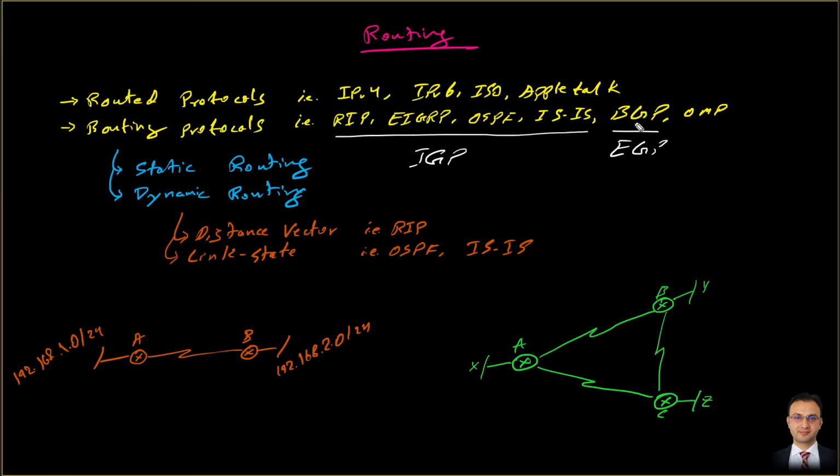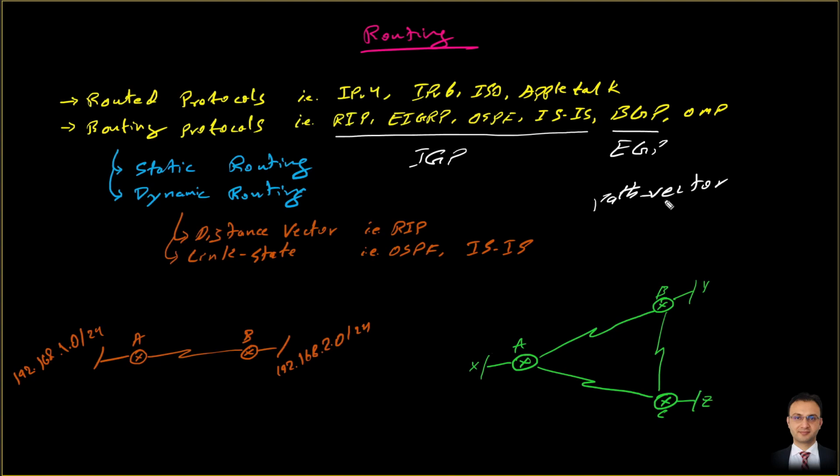BGP uses different attributes. It's actually a path vector protocol, because it uses different attributes. For instance, it uses weight, local preference, MED, AS path, BGP community, origin ID, etc. We'll come back to all of them one by one, but for right now just understand that it is a path vector protocol.